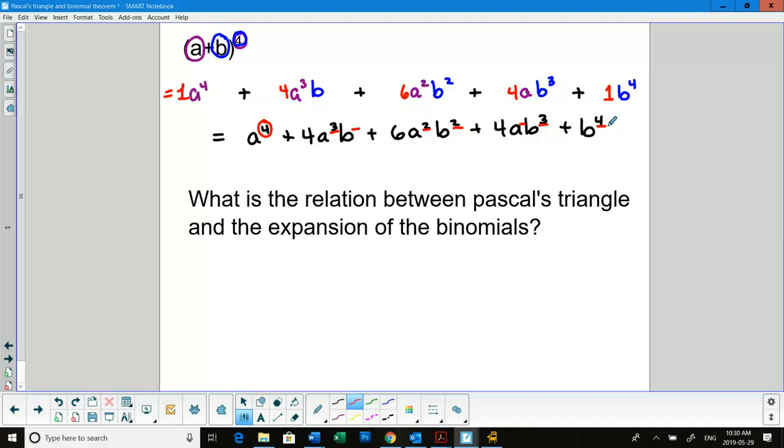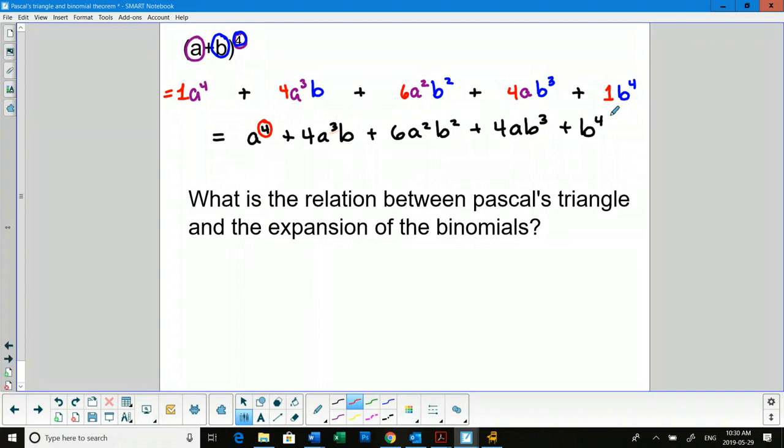Alex? They all add up to 4. They total 4. So I have 4, and then I have 3 and 1, which makes 4, and then I have 2 and 2, which makes 4, and then I have 1 and 3, which makes 4, and then I have 4. So we get 4s on all of them. And so it will add up all of the exponents on there.